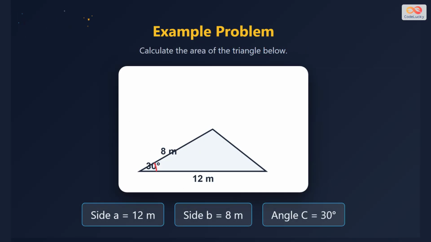Let's apply this to a real example. Here we have a triangle where one side is 12 meters, another side is 8 meters, and the angle connecting them is 30 degrees. We want to find the area. We have two sides and the included angle, so we are ready to proceed.